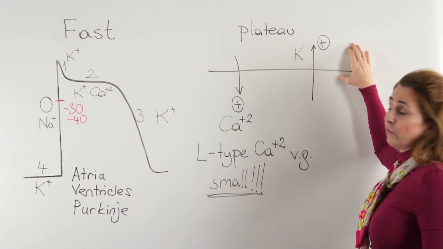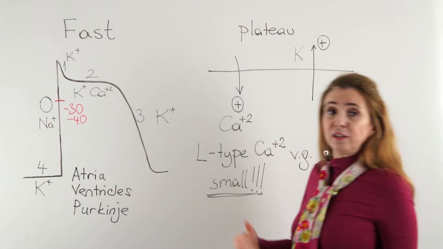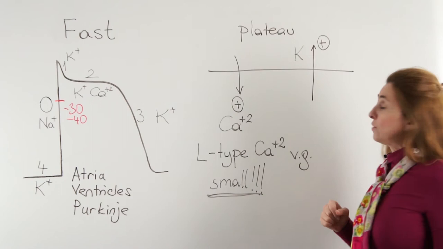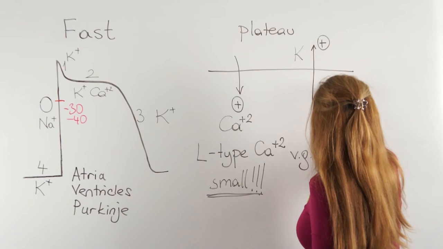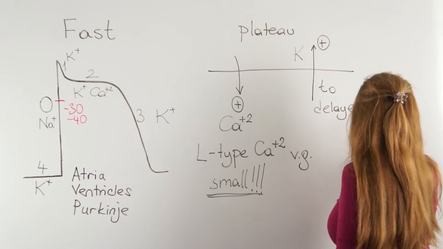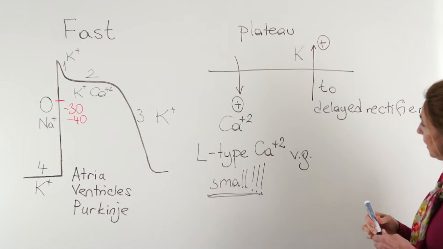Toward the end of the plateau, the delayed rectifier potassium channels become activated, they open, and they contribute to the outward movement of potassium. So if you think about the channels here, they are transient outward at the beginning of the plateau, and then the delayed rectifier potassium channels toward the end of the plateau.